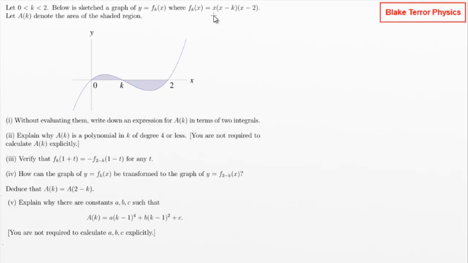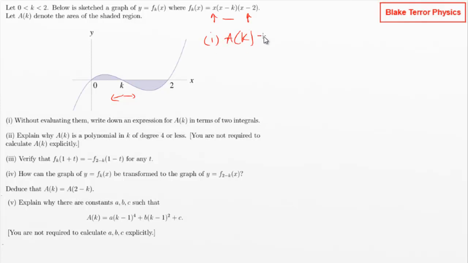All right, so we fixed two of the roots. We've got x is 0, we've got x is 2, and then k is wandering between 0 and 2. So this k point is moving side to side. Without evaluating them, write down an expression for A in terms of two integrals. Well, clearly we're going to be splitting it at k. Right, so this is fine.